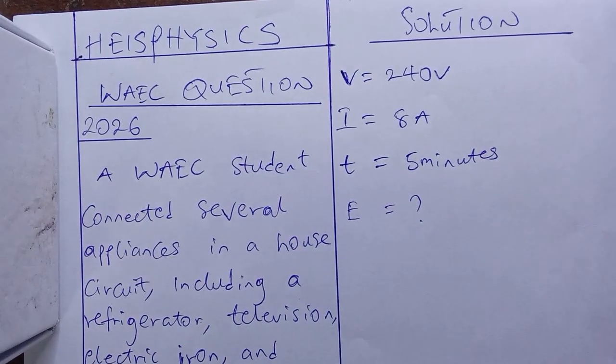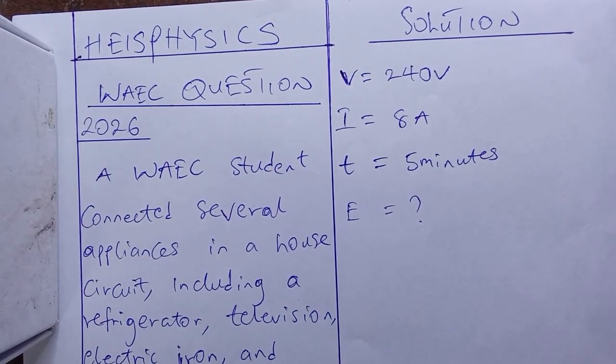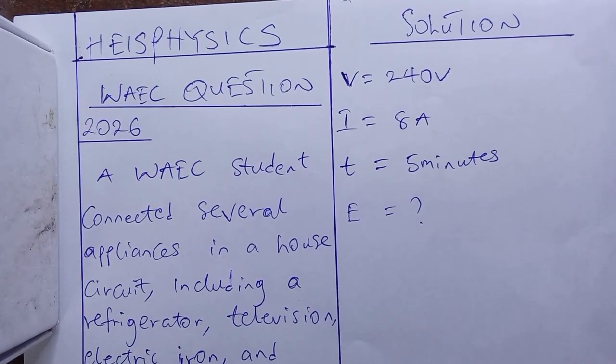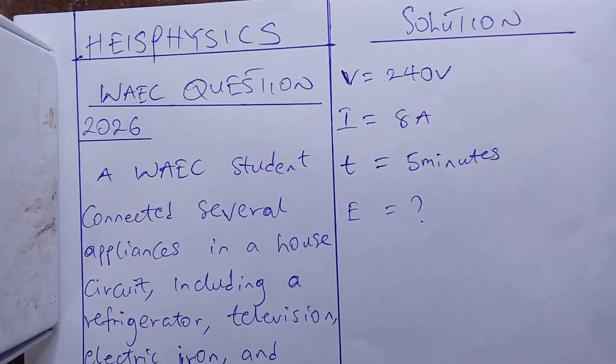As you can see in this question, they don't tell us to find the time or find the current. They only gave us the units. That's why I made a video specifically on how to learn unit patterns, on that particular trick. That video is very important. Ensure after you watch this video, you go and watch that particular video, the 10 tricks you need to get A in physics in WAEC.